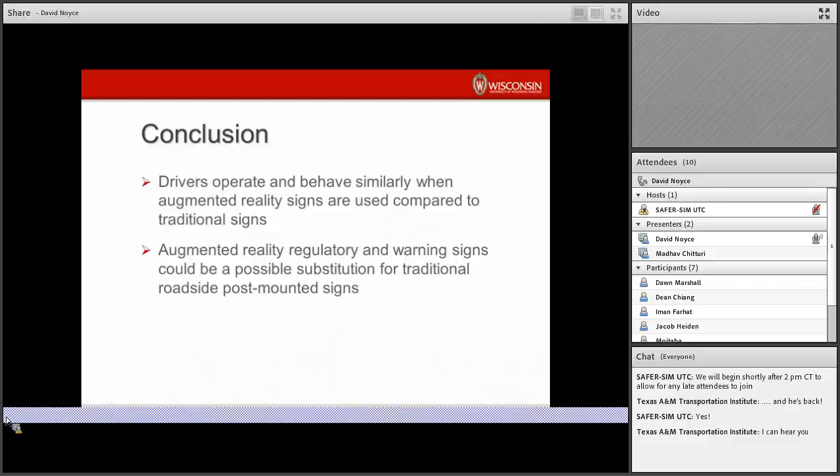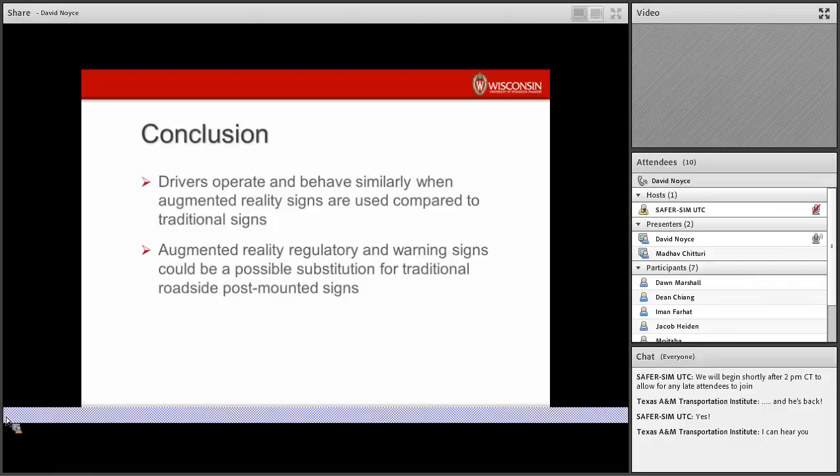So let me bring this all to a close here, and then you can ask any questions or explore anything that you would like to talk about to wrap this seminar up. But I think you can tell, based on how I presented the last few slides, that we were able to identify how drivers operate and behave under these different types of signage scenarios that we presented.